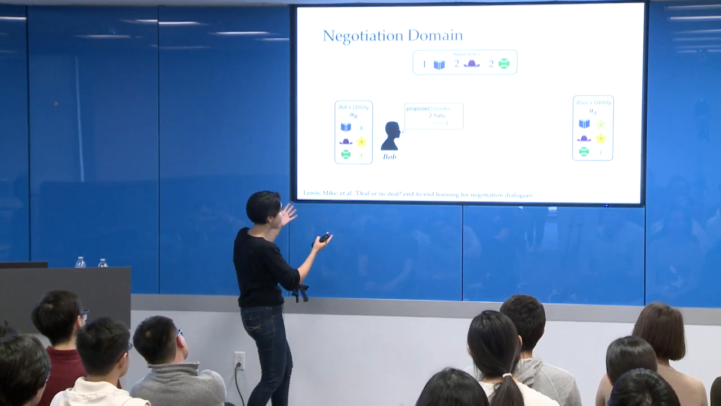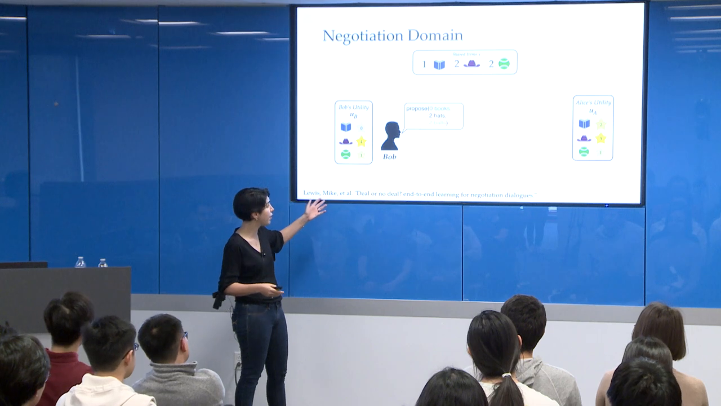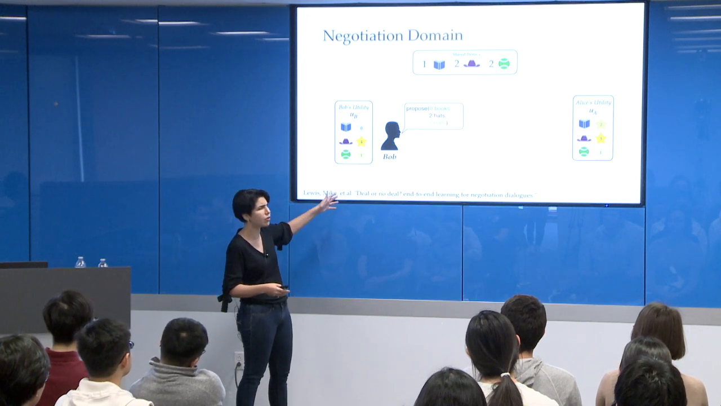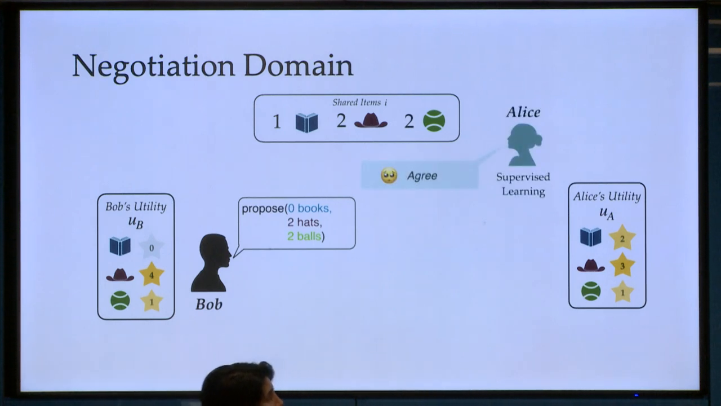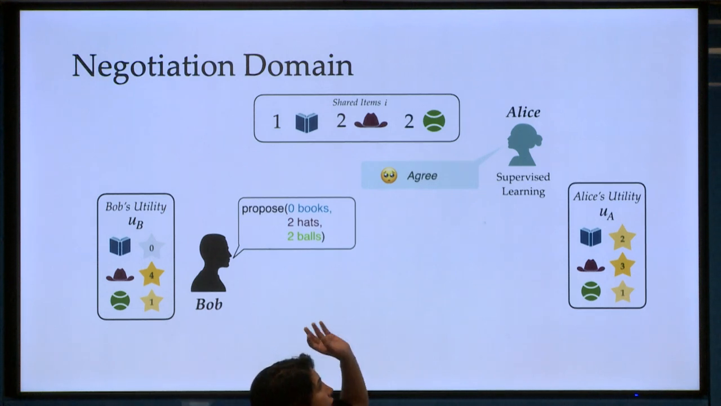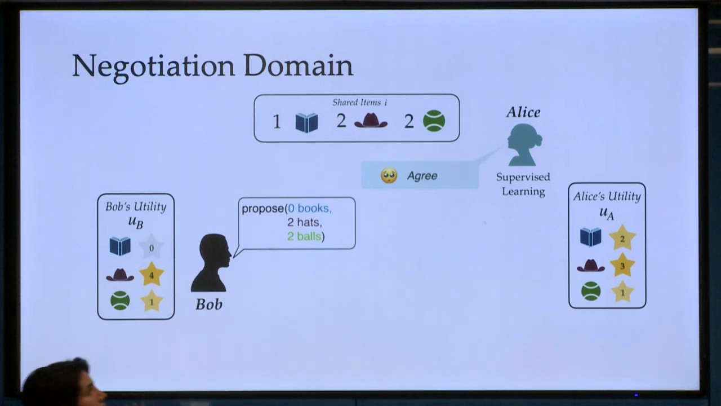I could collect some data set. This is actually a paper from Facebook, FAIR or Meta or whatever it is now. It was called Deal or No Deal. They collected a data set on this. They trained an AI agent that could play this. We did the same thing. We used their data set. We didn't collect the data. We used their data set, and you can train a supervised learning agent that plays this game.